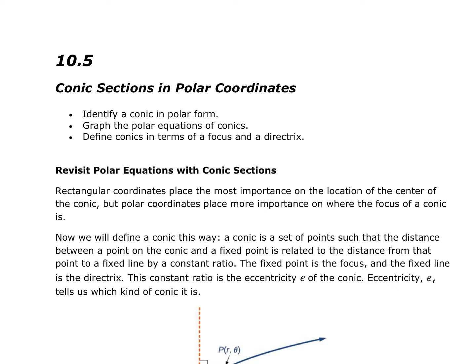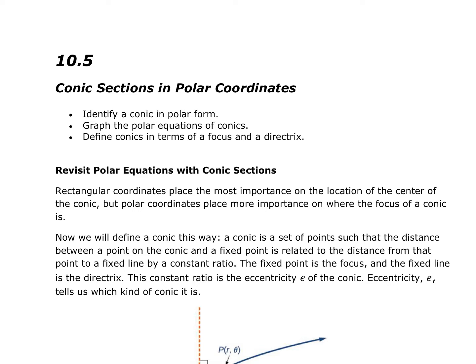Now, when we are looking at conics in our rectangular coordinates, we're really concerned about the center of the conic and the transverse axes and how far everything is on the transverse or the major and minor axes, or vertices if it's a problem. We're now going to look at conics by looking at the distance between a fixed point and a line. That fixed point is the focus, and that line is the directrix.